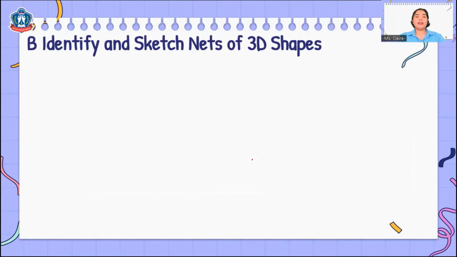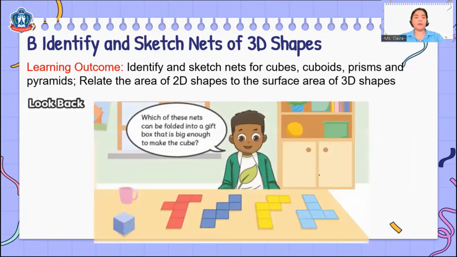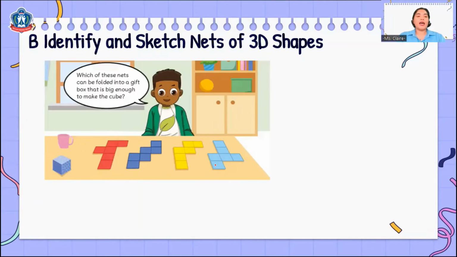Okay? Now let's go to Lesson 2. The learning outcome for this lesson is to identify and sketch nets of cubes, cuboids, prisms, and pyramids, and to relate the area of 2D shapes to the surface area of 3D shapes. Which of these nets can be folded into a gift box that is big enough to make a cube? So take a look. We have here 4 nets. Which of them will make a cube? If you know the answer, you can share that during our class.